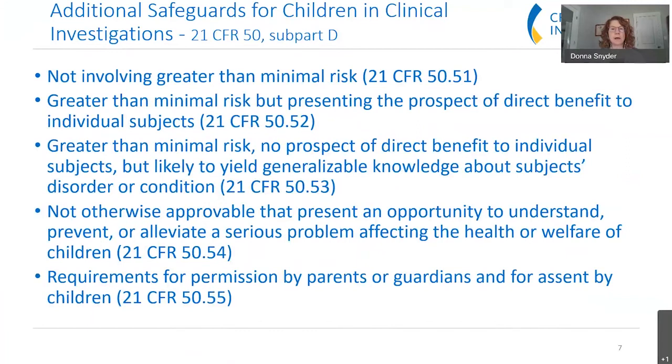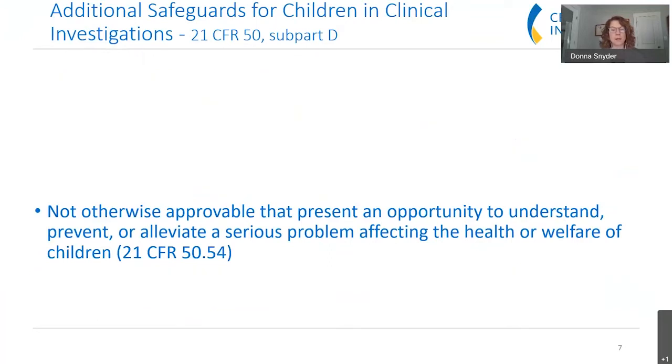So this slide lists the requirements for children in research as they are defined under the regulations. We've already talked about 50.51, which is minimal risk, 50.52, which is that prospect of direct benefit that's needed in a study if the risk exceeds that minor increase over minimal risk threshold, 50.53, which is the risk is a minor increase over minimal risk with no prospect of direct benefit. And we've talked about the requirements for consent from the parents and assent by the child. What we haven't talked about is this other criteria here, not otherwise approvable, that presents an opportunity to understand, prevent, or alleviate a serious problem affecting the health or welfare of children.